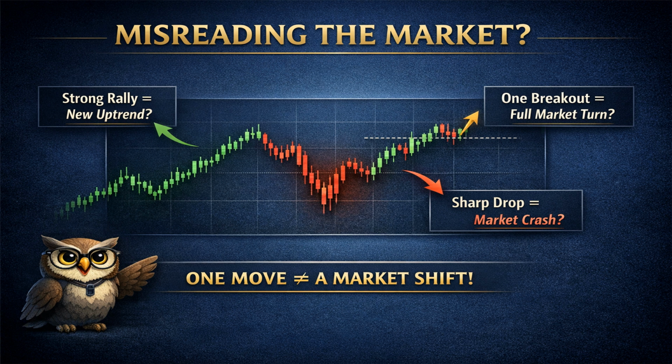Most traders don't lose because they can't see candles. They lose because they don't know what kind of move they're looking at. They see one strong rally and call it a new uptrend. They see one sharp drop and call it a market crash. They see one breakout in one chart and assume the whole market has turned.